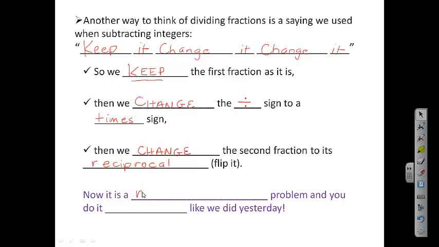Okay, now it's just a multiplication problem, just like we did yesterday. That's why we've been trying to get you to learn how to cross-simplify for multiplication, because we're going to do it exactly like we did yesterday after we've done the KCC.